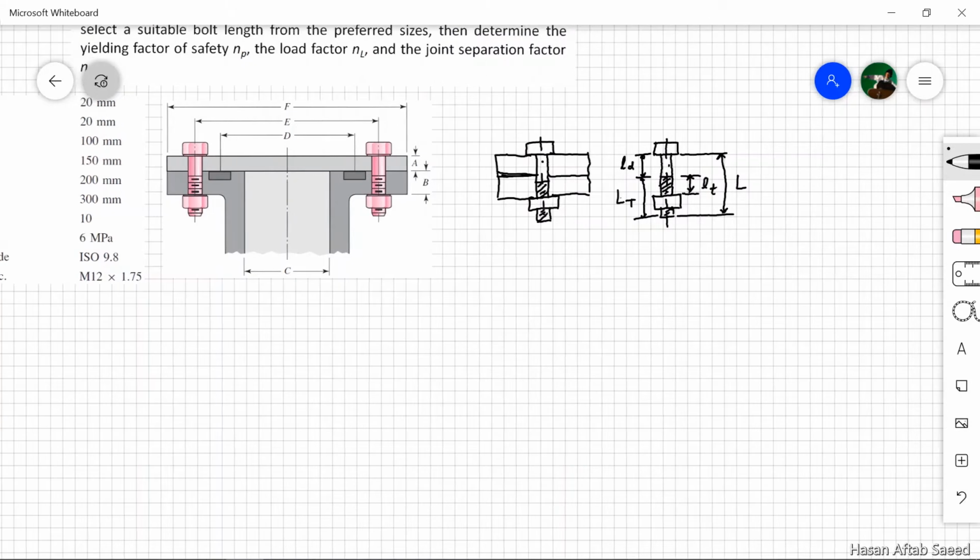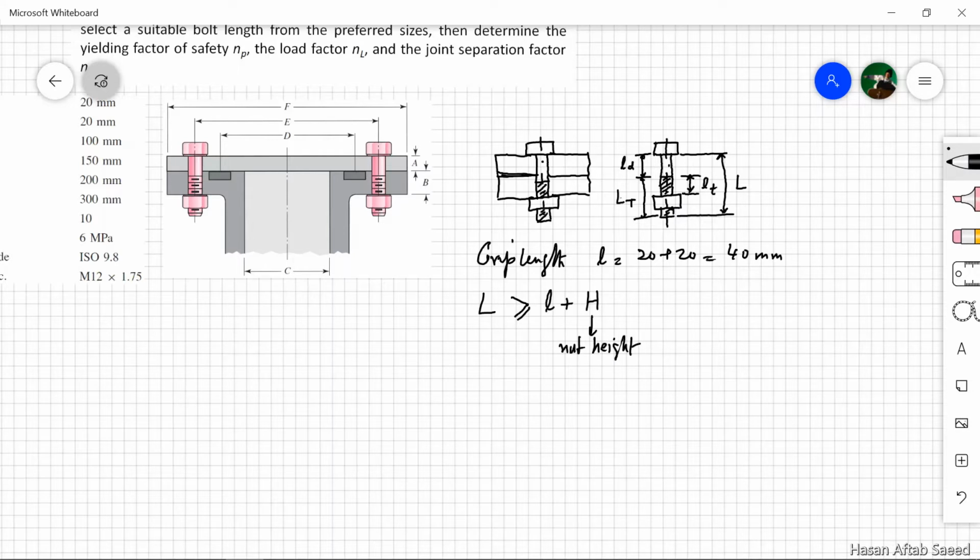Now let's start, and we have to find out the total length of the bolt. So the grip length, first of all, in this case, L is equal to 20 millimeters plus 20 millimeters, 40 millimeters. Now, the total length that we need to find out has to be greater than or equal to this grip length plus H. Now this H is the nut height, because we want to utilize all the threads inside the nut.